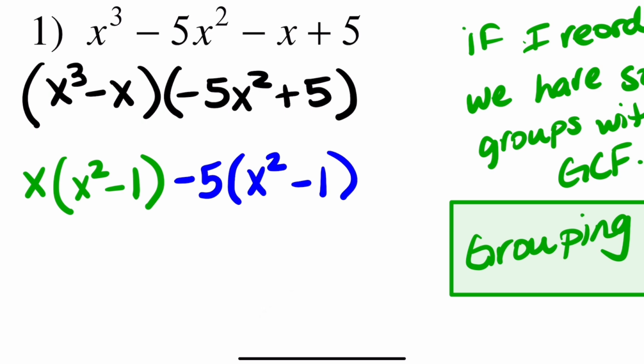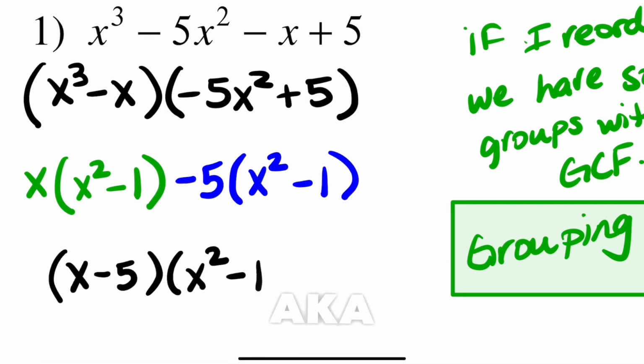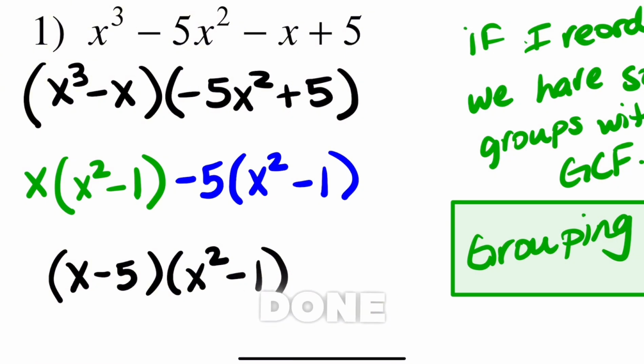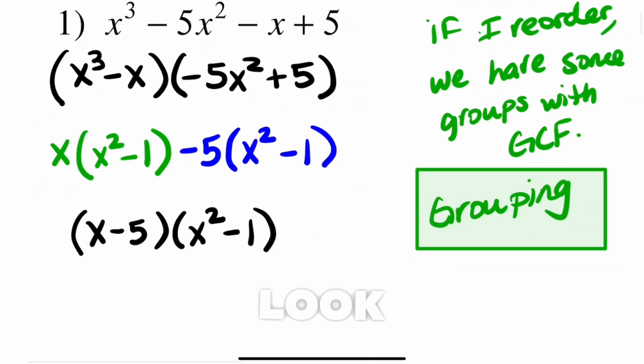Okay? And then lastly, I'm just going to put the 2 GCFs together that I took out, which is x minus 5. And then here's my common factor, aka the twin. And we're done. Oh, sorry. We are not done. We're done with the first couple of steps. You want to make sure that when you think you're done, you look at the problem, analyze it, and see if there's any more that you can do.